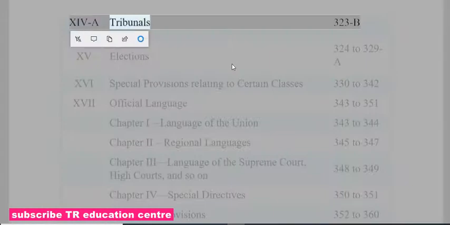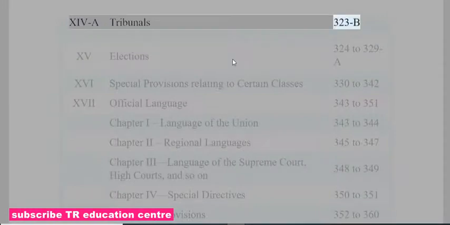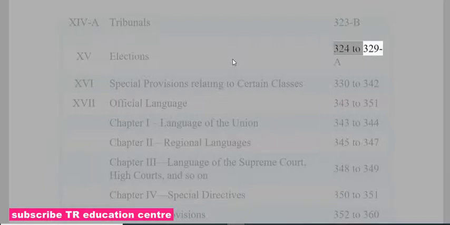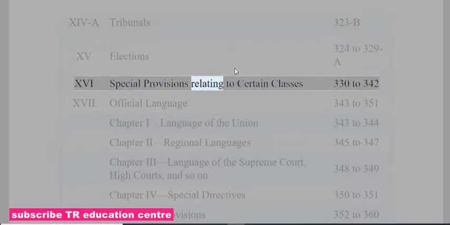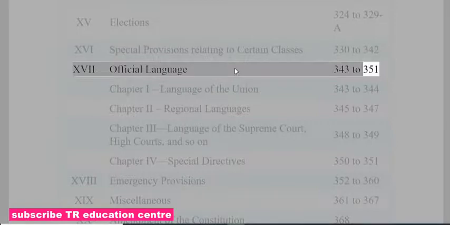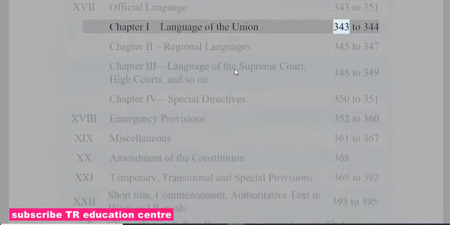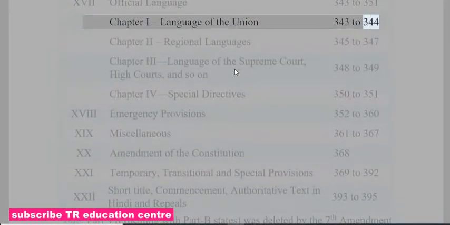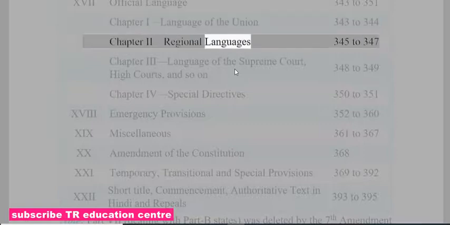14A. Tribunals, 323A to 323B. 15. Elections, 324 to 329A. 16. Special provisions relating to certain classes, 330 to 342. 17. Official language, 343 to 351. Chapter 1. Language of the Union, 343 to 344. Chapter 2. Regional languages, 345 to 347.